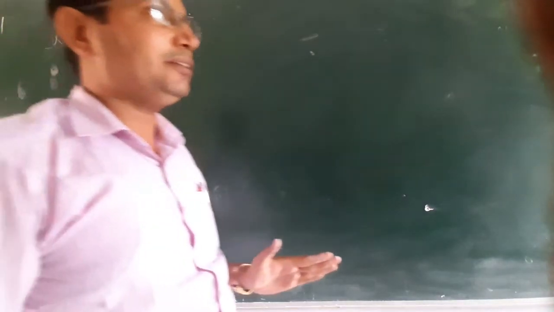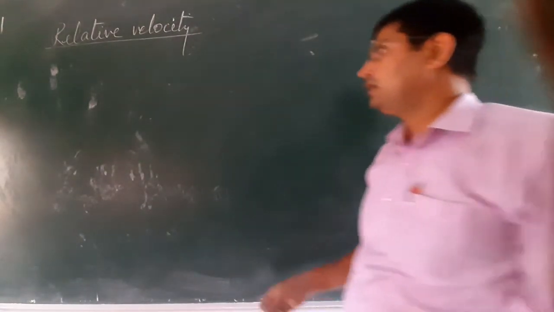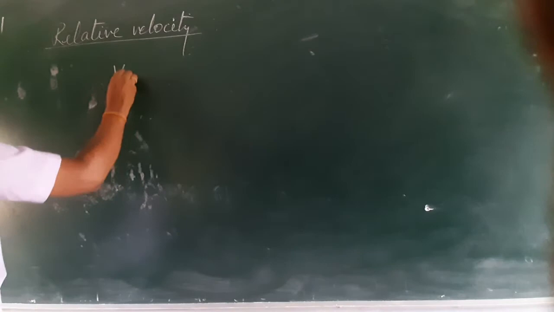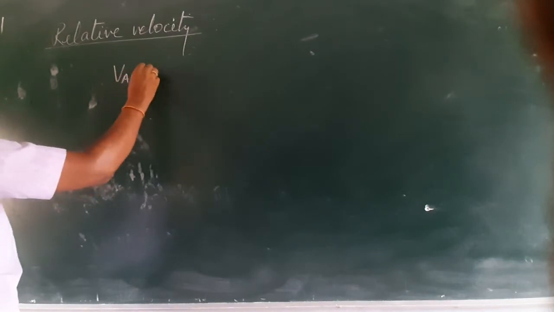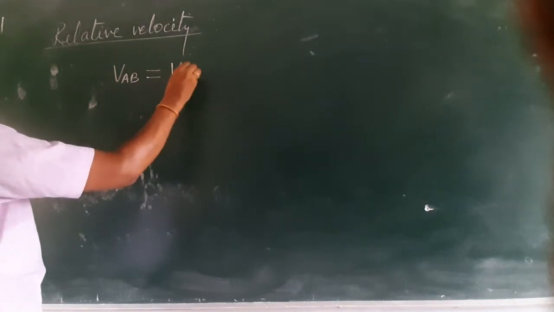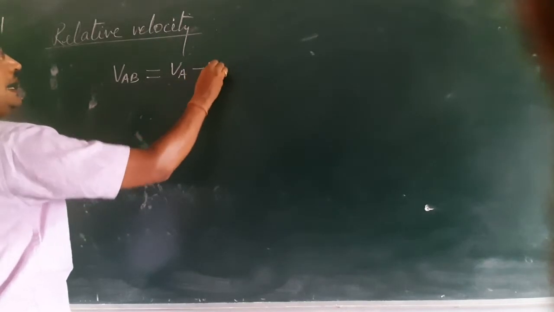Actually, the velocity of an object with respect to another object is called the relative velocity of that object with respect to the other object. Means the relative velocity of object A with respect to B is equal to the velocity of A minus the velocity of B in vector terms.